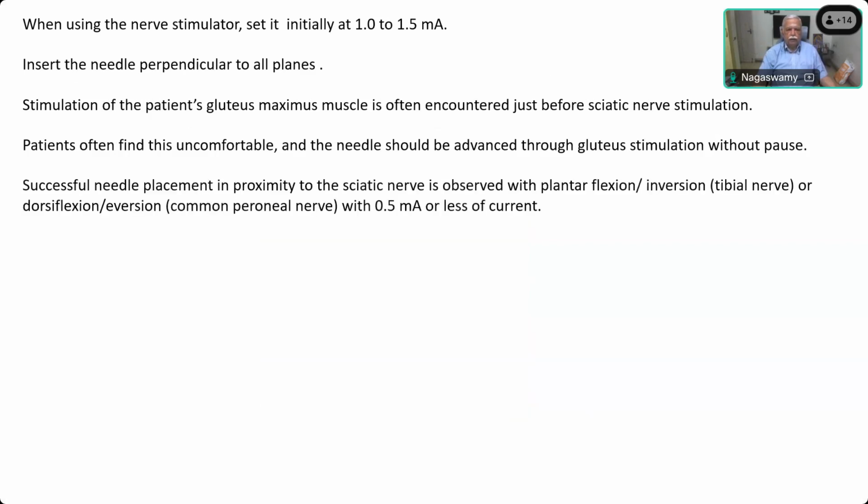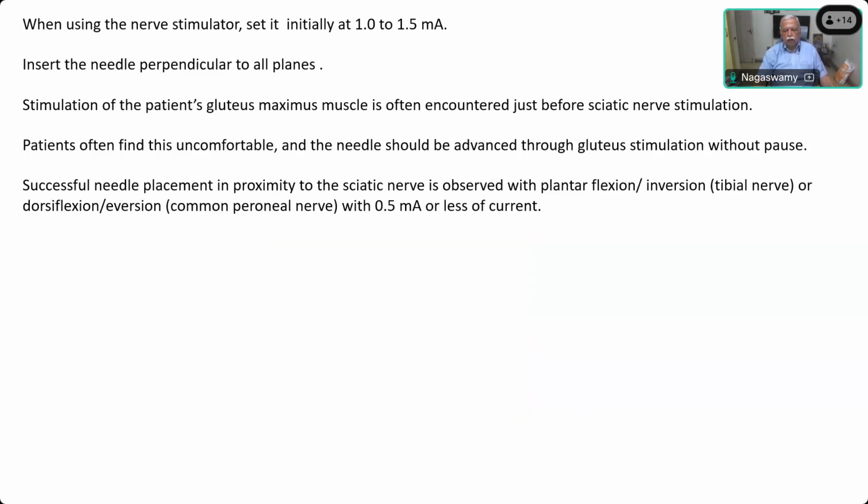And successful needle placement in the proximity of your sciatic nerve may produce a plantar flexion and inversion, which is indicative of stimulating the tibial nerve. But if you get a dorsiflexion, sometimes you may have an inadequate analgesia. So always aim for plantar flexion and inversion, which will block both the tibial component and the common peroneal component. So if you get a dorsiflexion, adjust the needle a little bit more towards the medial side, because the peroneal component is on the lateral side. You go a little medial and try to elicit the tibial nerve, which will result in plantar flexion.